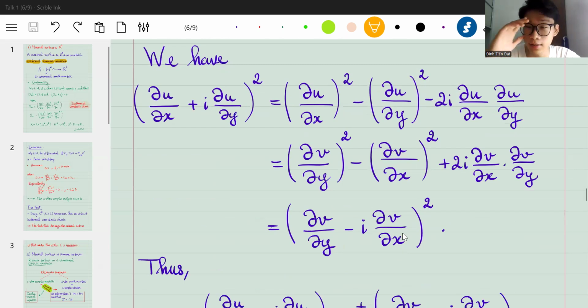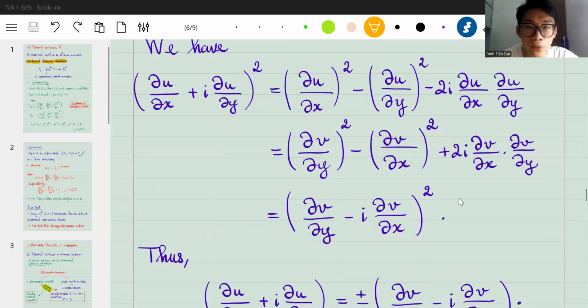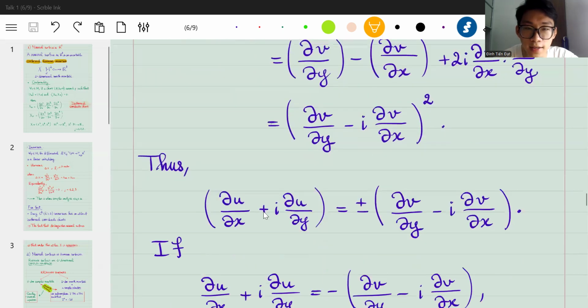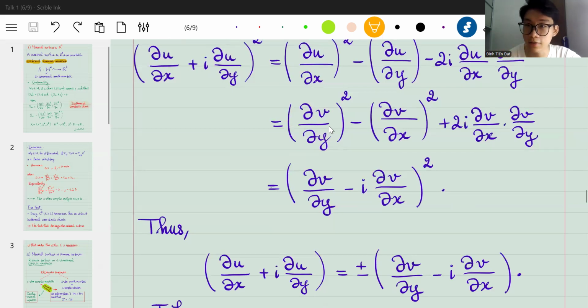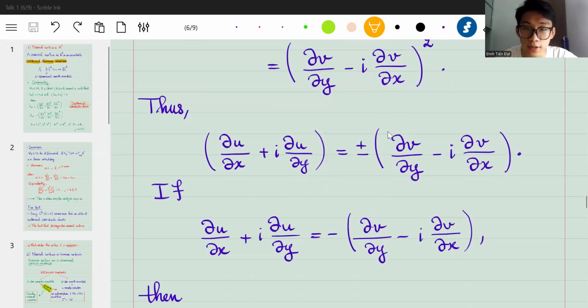But we're not done yet, because there are two possibilities here: these two are equal, or one is the negative of the other, right? So we have to show that the negative sign must not be there. So how do we do it? By contradiction, all right? Contradiction.